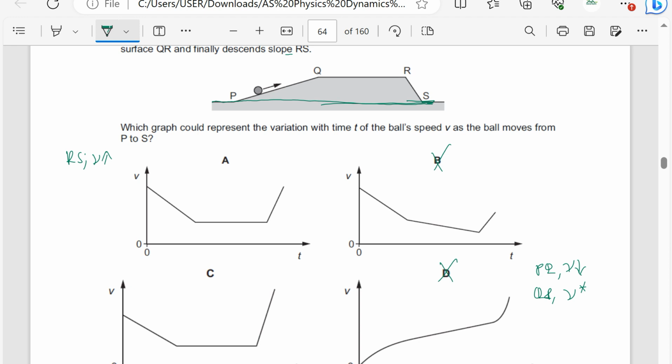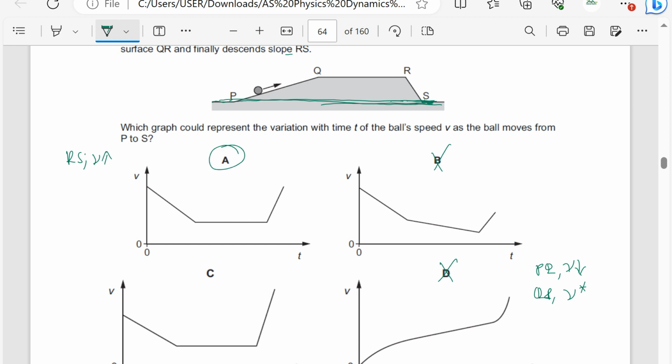But I want you to note, of course, for both graphs, V is increasing. But remember, this is the same horizontal level, and there was no friction. So the work done to move from P to Q should be the same as the work done to move from R to S. That means the speed at S is going to be the same as the speed at P. So the answer is going to be A.